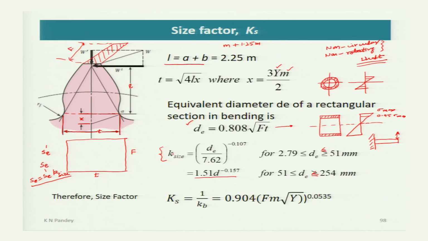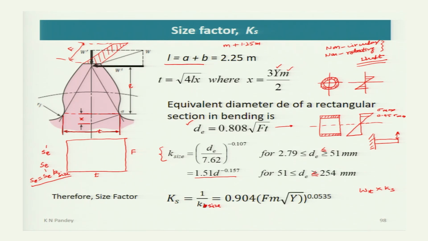Now, this K size will be less than 1. Well, now our size factor for the gear is more than 1, because due to size effect we want to increase the value of Wt by multiplying with the K size. So, Ks is equal to 1 upon this K size, small K size. This is K size. Okay.